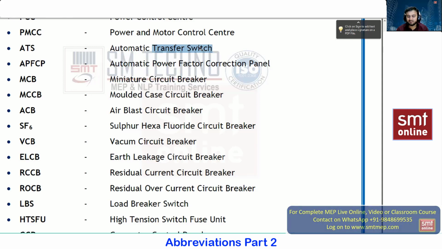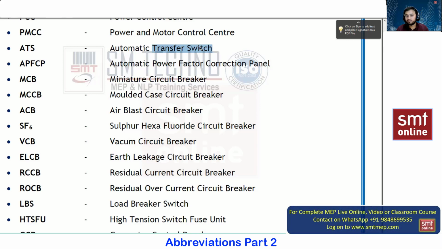Again, talking about APFCP, automatic power factor correction panel, nothing but capacitor banks. Earlier, we used to call it capacitor banks, but now we are calling it APFCP panel, automatic power factor correction panel. So what is the basic difference between capacitor bank and APFCP?